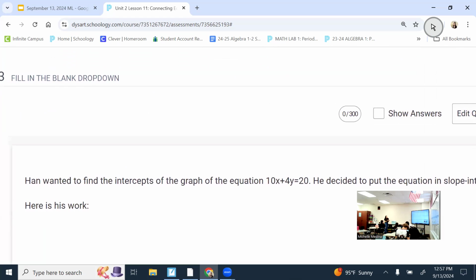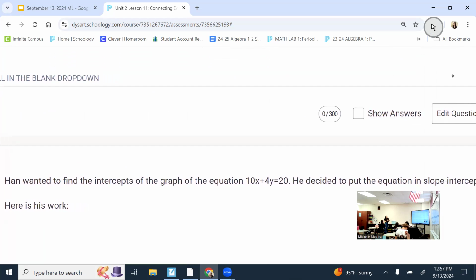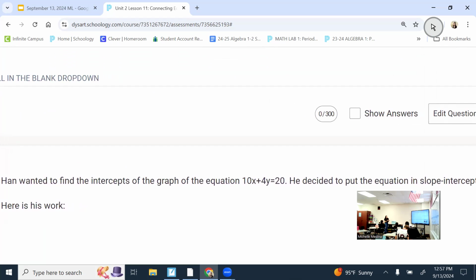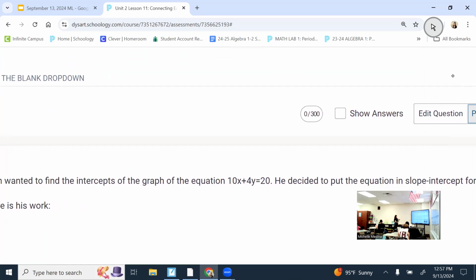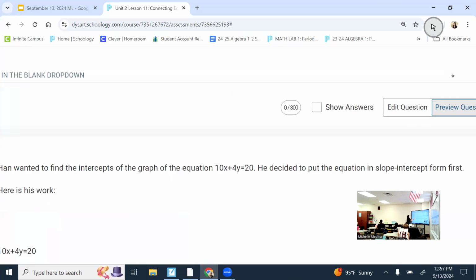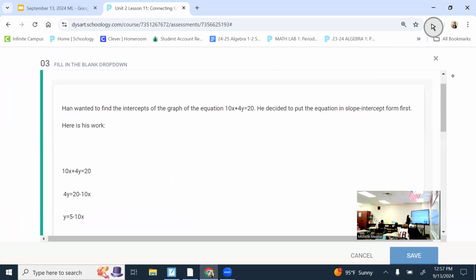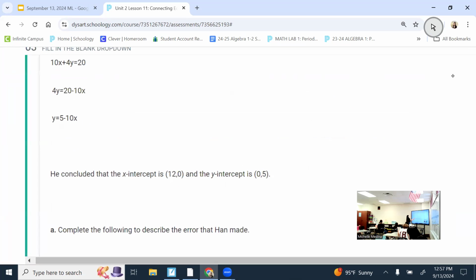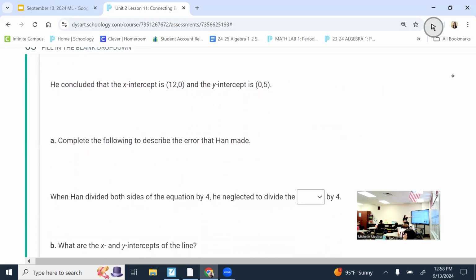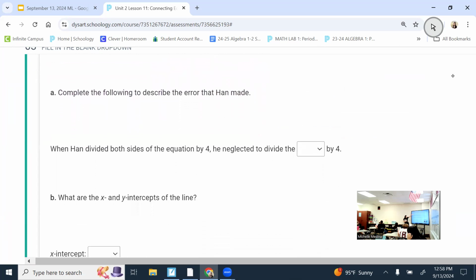So Han wants to find the intercepts of the graph of the equation 10x plus 4y equals 20. He decided to put it in slope intercept form first, which is a good strategy. Here is his work. Sorry, it's like super spaced out. And he concluded that the x-intercept is 12 and the y-intercept is 5. We're gonna complete the following to describe the error that he made.